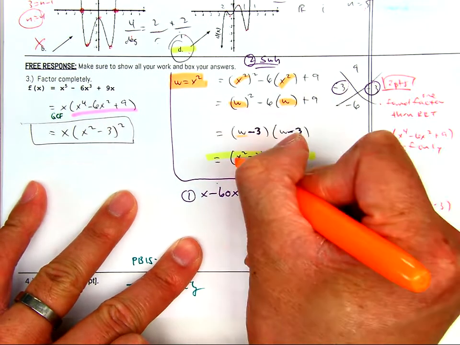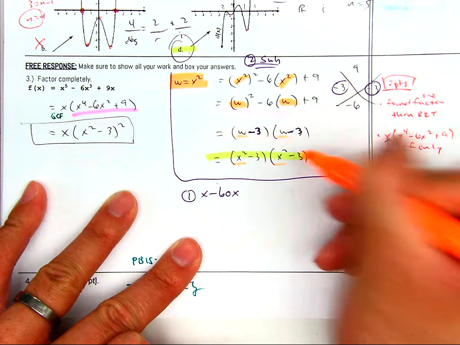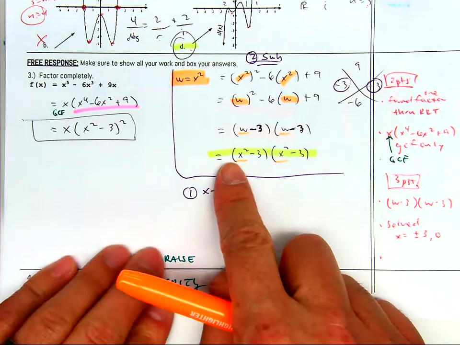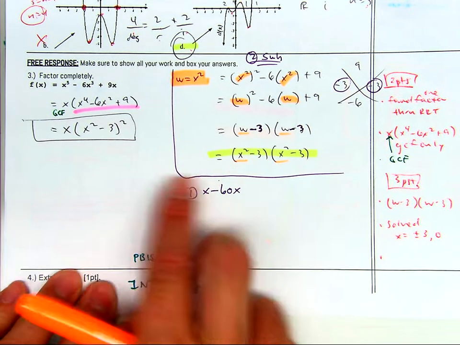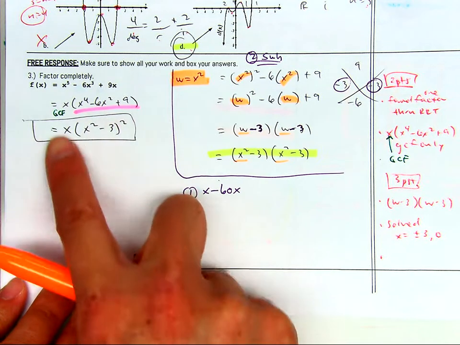W is equal to x squared. Therefore, I have x squared minus 3 times x squared minus 3. And because I have 2 identical ones, I can just write that with the multiplicity of 2, and don't forget my greatest common factor. This is your answer.